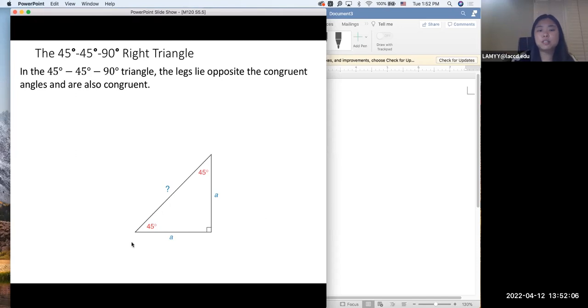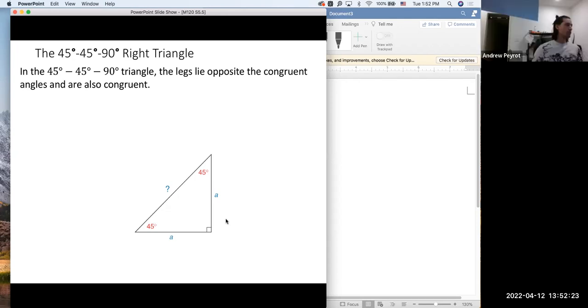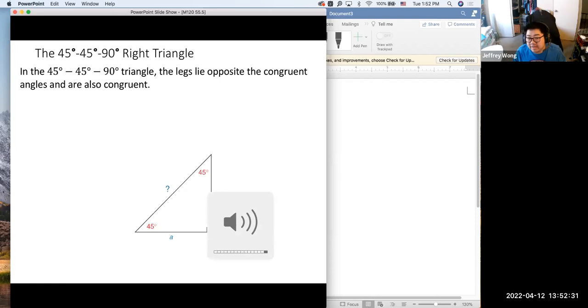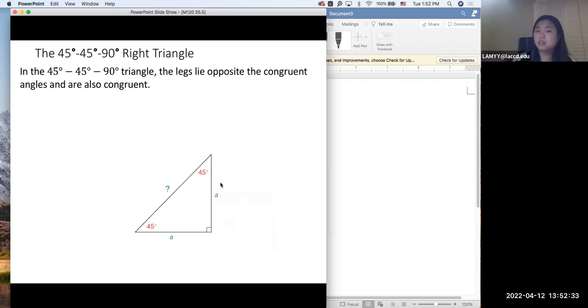This special right triangle has a 90 degree angle and two 45 degree angles. What kind of triangle is it, except that it is a right triangle? What type of triangle is it? Equilateral. I'm sorry, not that one, not scalene. Isosceles. That one. Isosceles triangle.